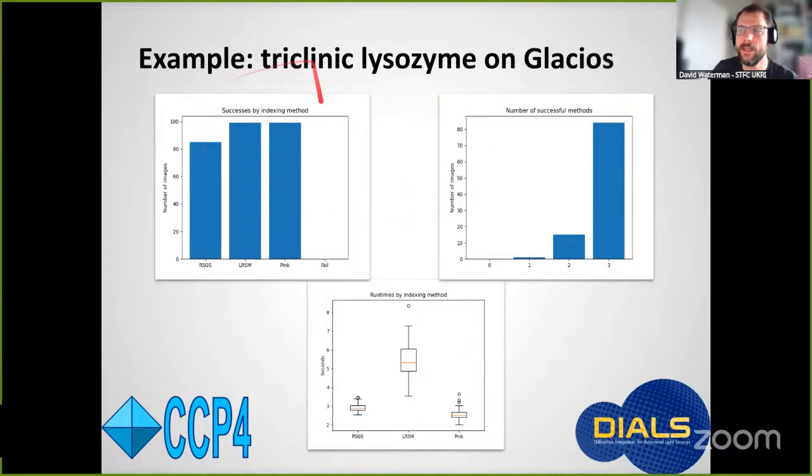80%. So the real space grid search method was the worst in this case, and both of the newer methods, low res spot match and pink index, are up at 99%.